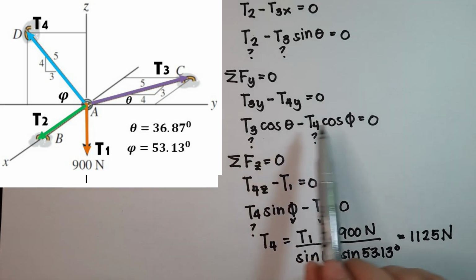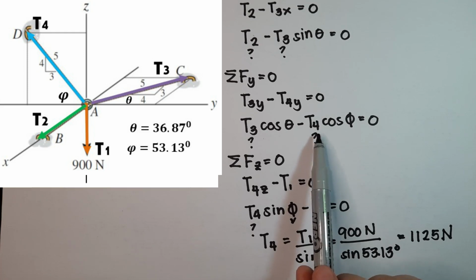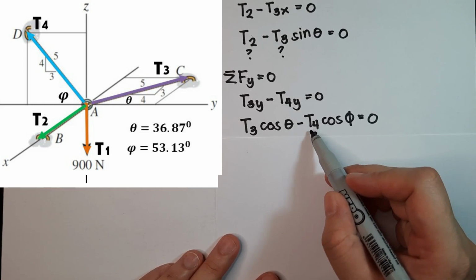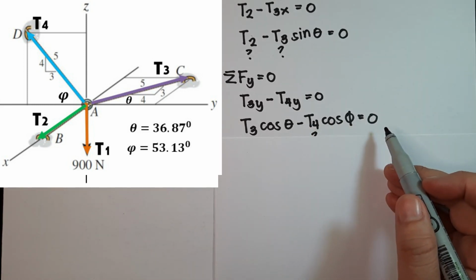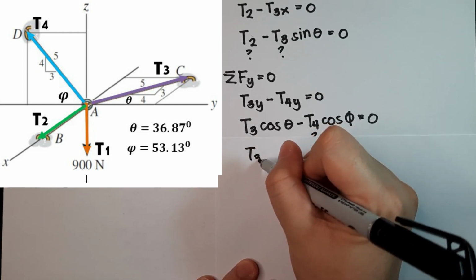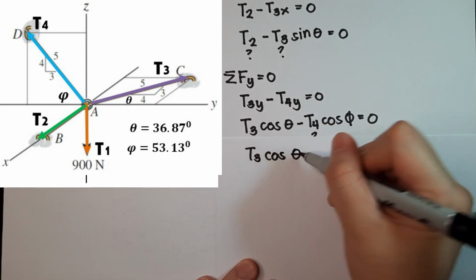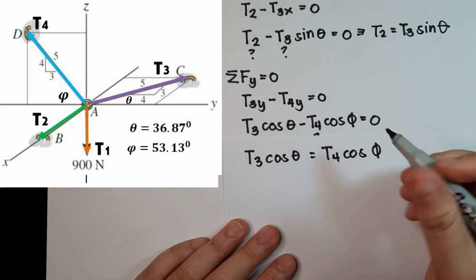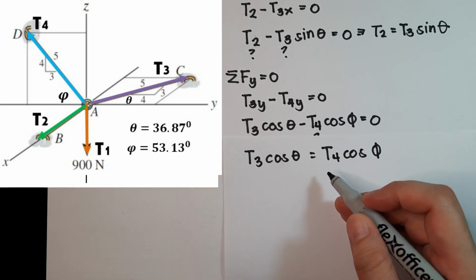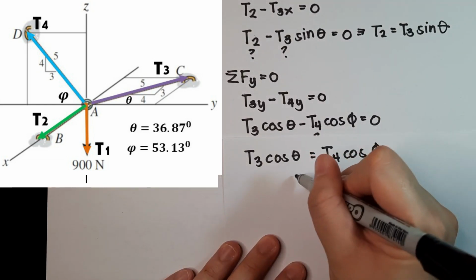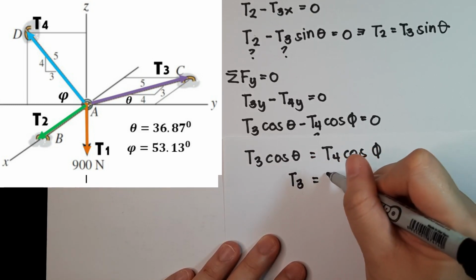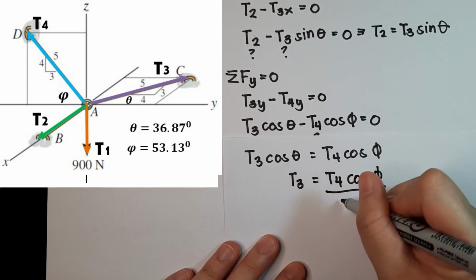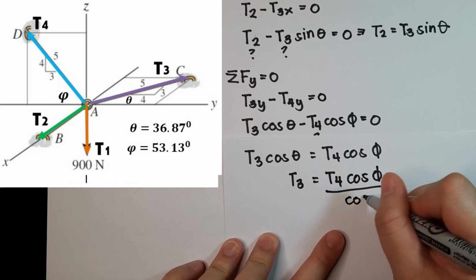Now, since we know T4, let's see which one we can solve. I think we can solve T3 here because we know T4 in this equation. Let's derive this one. Since T4 is negative, I have to transpose T4 to the other side. So that will be T3 cosine theta is equal to T4 cosine phi. And divide both sides by cosine theta so that I can find T3. So T3 is equal to T4 cosine phi divided by cosine theta.